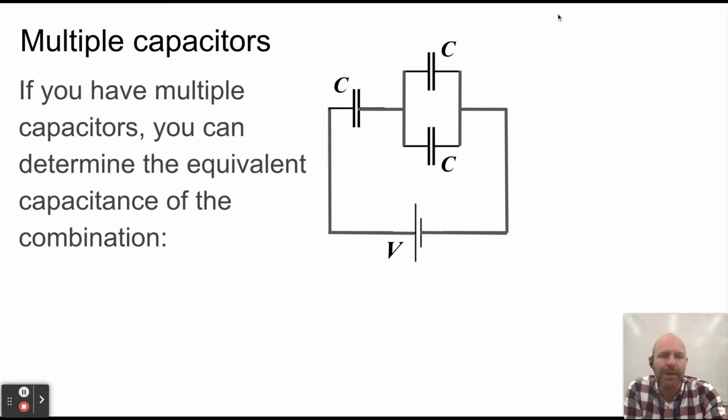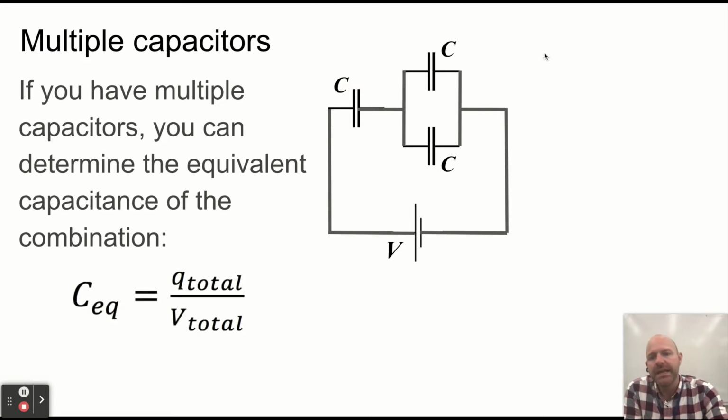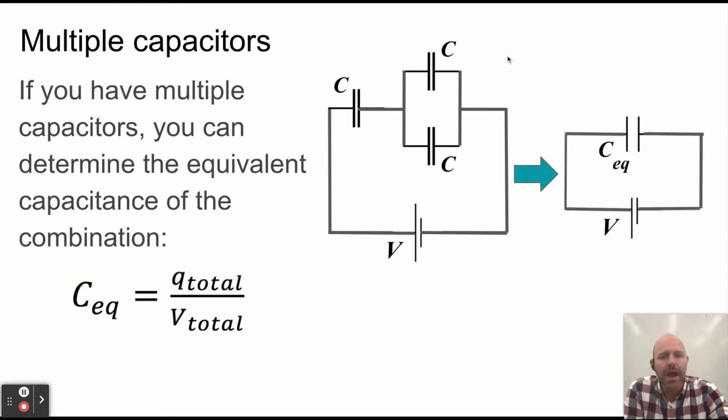If you have multiple capacitors in a circuit, we can do what we've done with resistors and find an equivalent capacitance. The CEQ could be found by knowing the total charge in the circuit divided by the total voltage, right? And that would be something we could figure out if we could measure the total charge. The thing about the total charge is we normally measure current.